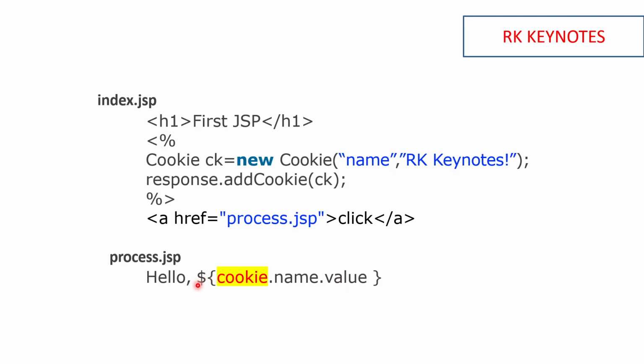So inside the EL syntax, I'm saying cookie, just cookie. This is an implicit object we have seen, right? Cookie dot name dot value you have to say, so that it will be printed. So here, no need to say getCookies, getName, getValue methods should not be used, and then you can directly print whatever the cookies.